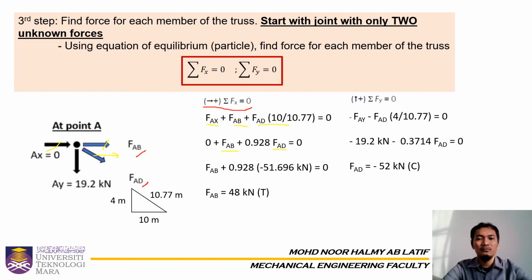To solve it, we can proceed by using the summation of forces in the y direction, which has two forces acting on it, which are FAY and FAD in the y direction, as shown here. So by solving this, we're going to get FAD equal to negative 52 kilonewton. The negative sign shows that the member is in compression.